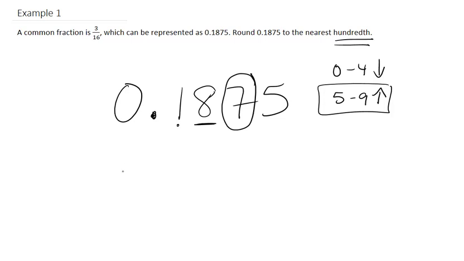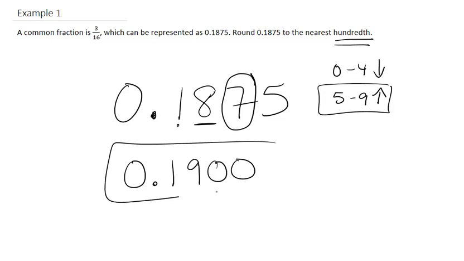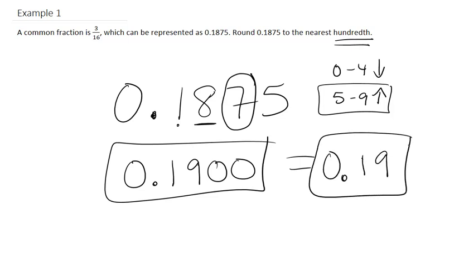So this new number can be represented as 0.19, and then the rest would be zeros. Now we can leave it like this, or you can go ahead and write it as 0.19. These are equivalent. When you have these zeros after a number, where it just trails with zeros, you don't have to show them because these mean the same thing. Now let's do another example.